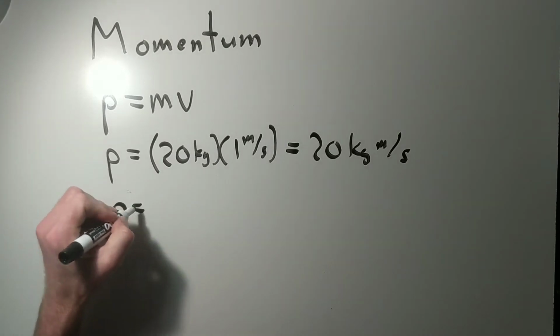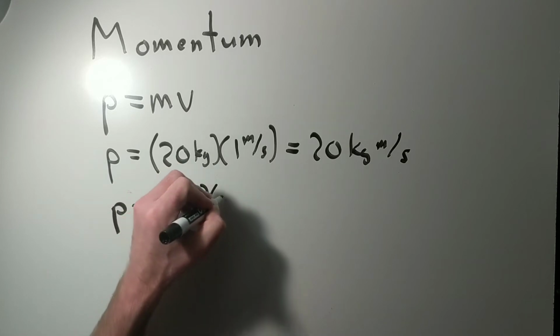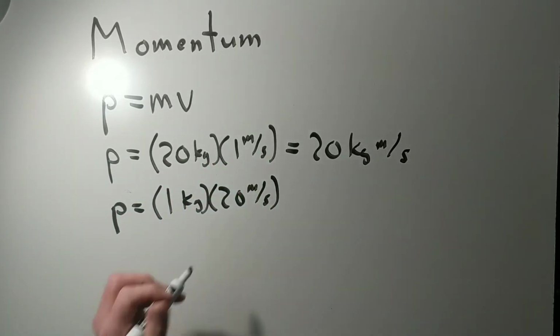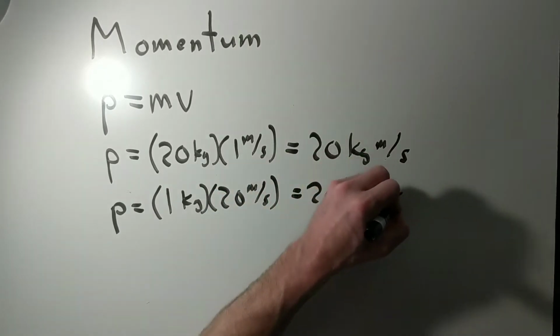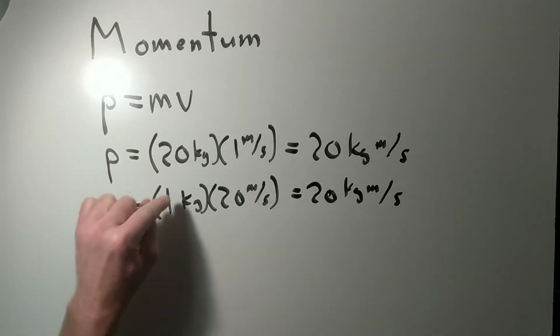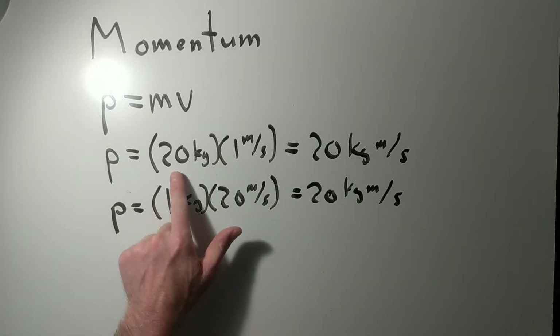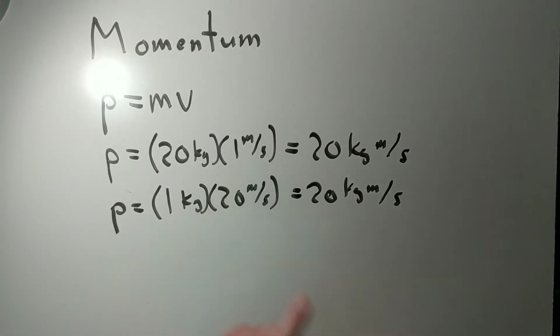But let's say I took a 1 kilogram weight like we'd have in the classroom and threw it pretty hard at 20 meters per second. This would also have a momentum of 20 kilogram meters per second. So these two things would have the same momentum. They'd be the same difficulty to stop. But this one is a really massive object moving slowly, and this one is a less massive object moving very quickly. So these two things can be compared in how difficult they are to stop.